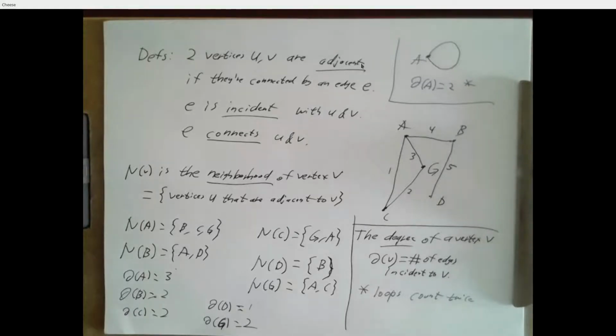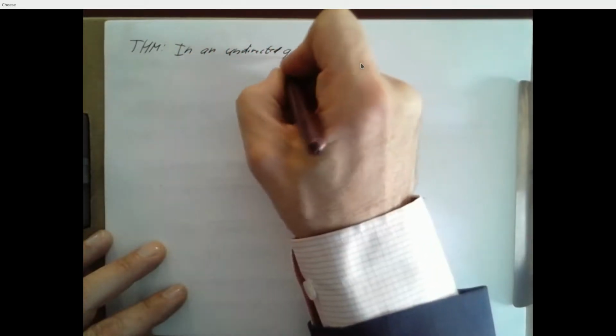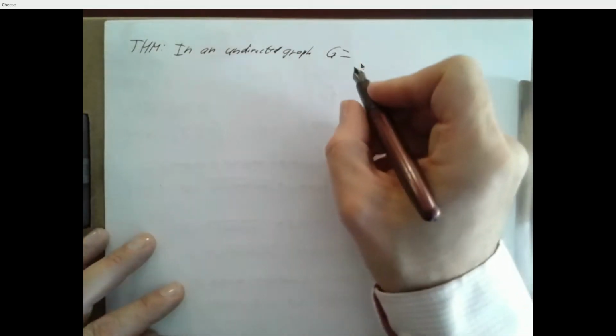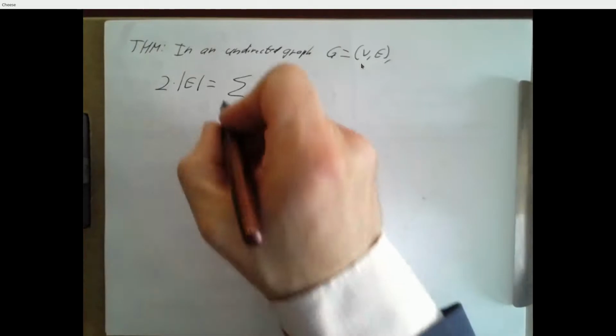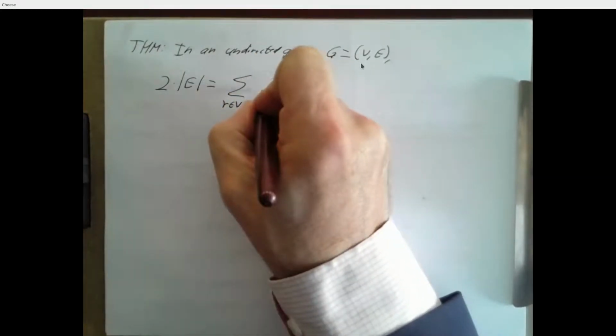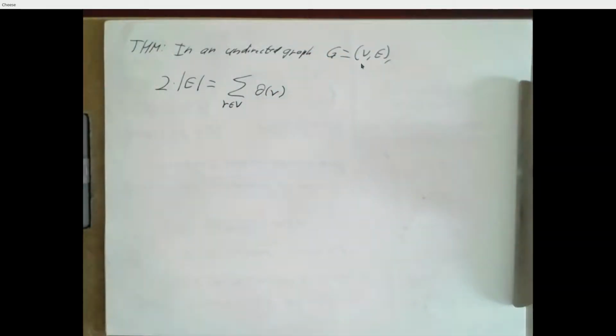Okay, this is actually a theorem. In an undirected graph, two times the number of edges is equal to the sum over each vertex contained in V of the degree of that vertex. That's a fancy way of writing: if you add up the degree of each vertex, you end up with twice the number of edges.